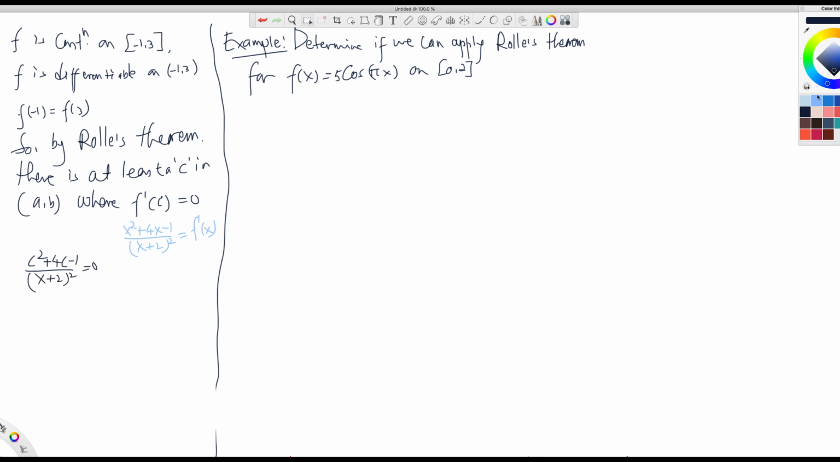How do I solve this for c? I need to multiply both sides by x plus 2 square. If I do that, you cancel this with that one, and the right side becomes 0. So basically you will get c square plus 4c minus 1 equals 0.